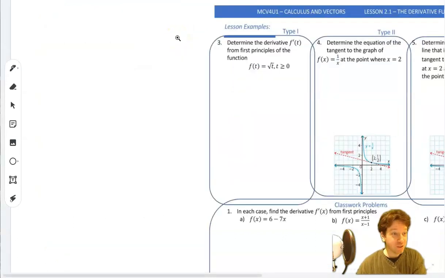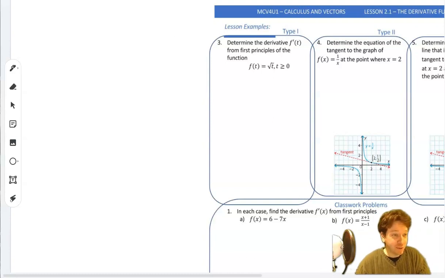Alright, so let's go over some other functions. Here it says to determine the derivative f prime of t from first principles. From first principles means to use limits to figure it out. Now you're probably asking, wait, is there another way to figure it out? Yes, that'll be tomorrow's lesson. For now, we're going to do it from first principles, because we're just being introduced to this concept.